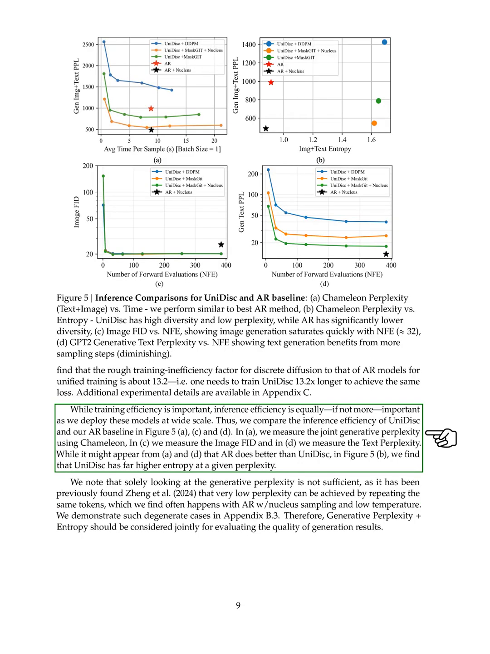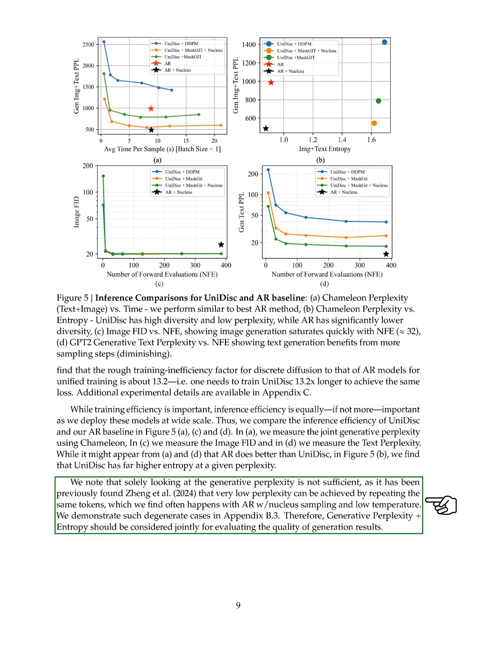While training efficiency is crucial, inference efficiency is equally important for deploying these models at scale. We compare the inference efficiency of UniDisc and our AR baseline, measuring joint generative perplexity, image FID, and text perplexity. Although AR may appear to perform better based on some metrics, we find that UniDisc has higher entropy at a given perplexity. We emphasize that evaluating generative quality should consider both generative perplexity and entropy together, as low perplexity can sometimes result from repeating the same tokens, a common issue with AR models. We illustrate these degenerate cases in the appendix.